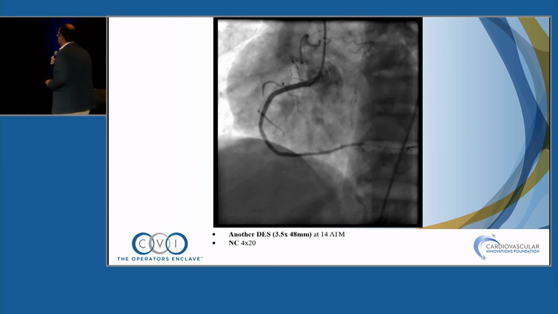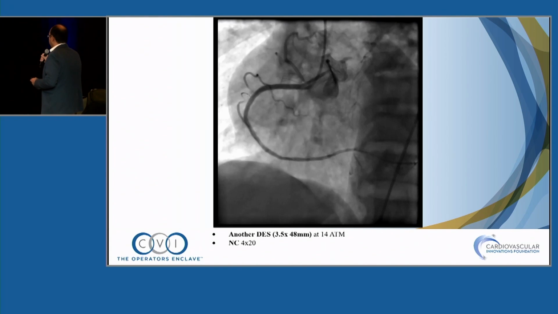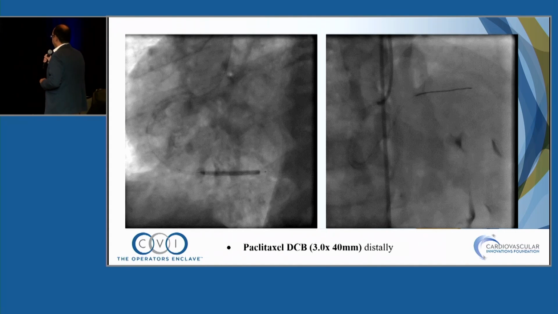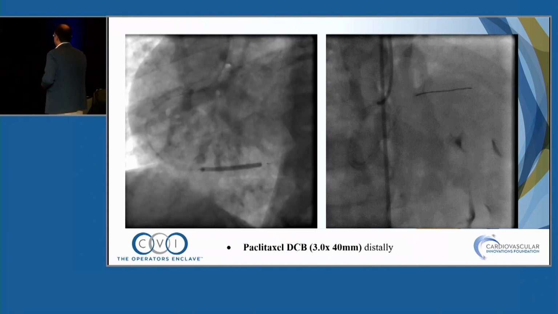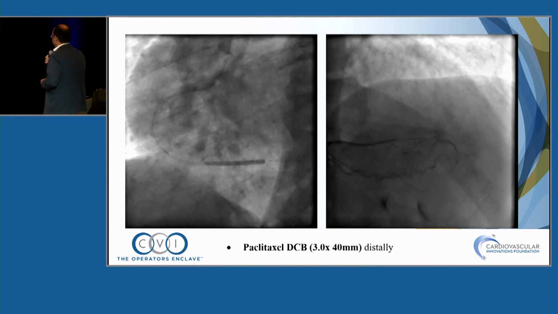Another 3.5 by 48. And the IVUS showed some disease at the distal RCA. I didn't want to stent all the way to the distal segment, so I finished with a DCB, paclitaxel DCB, at the distal RCA with this final image.